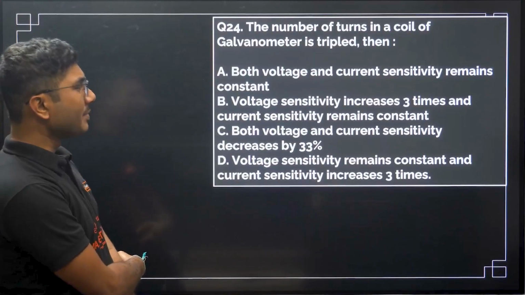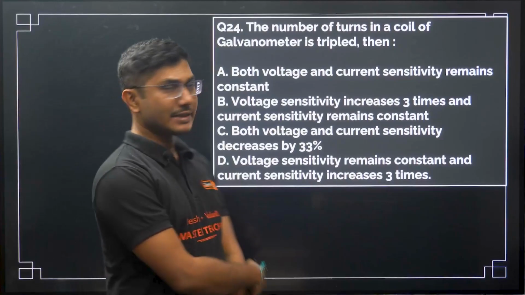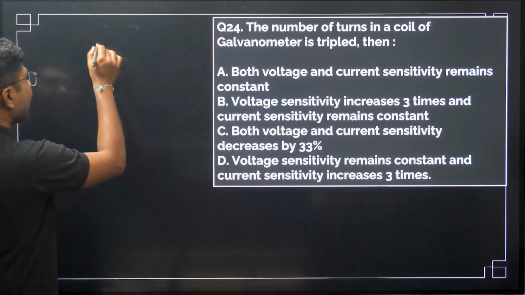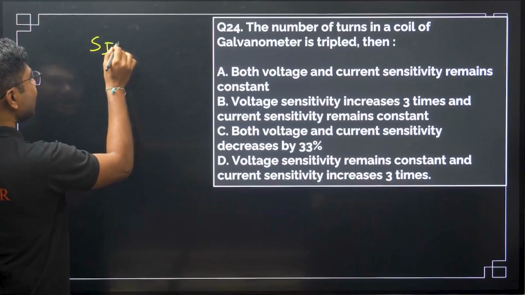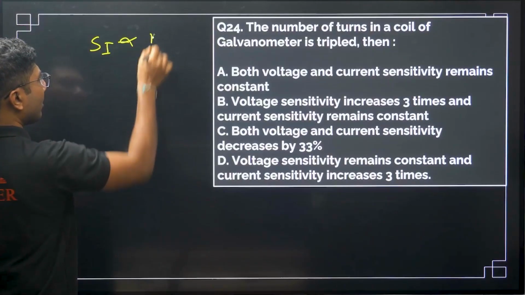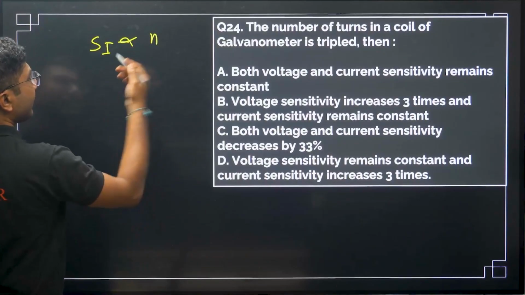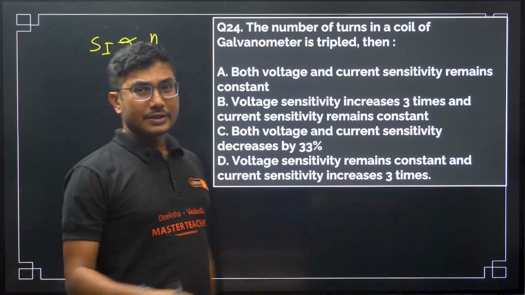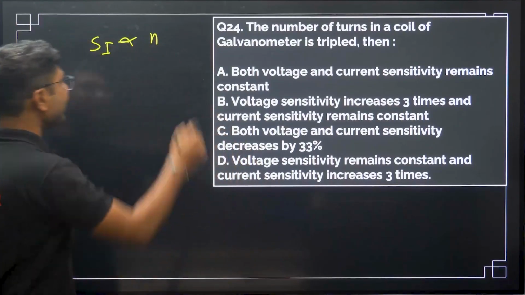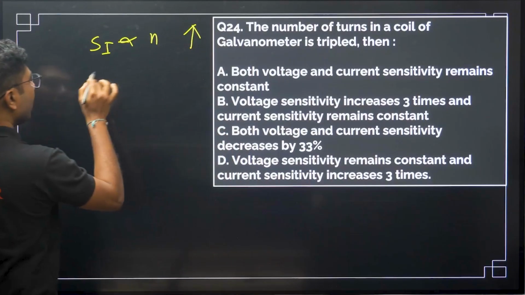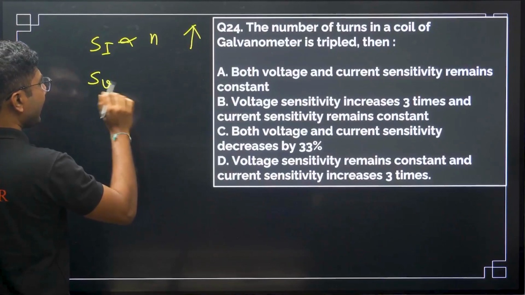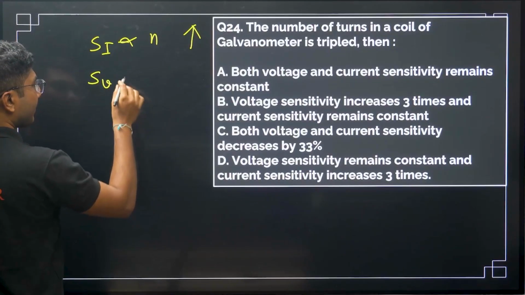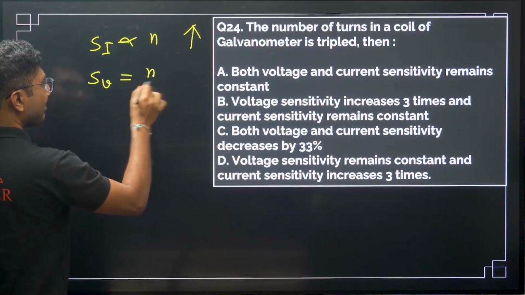Voltage sensitivity remains constant and current sensitivity increases 3 times. Now if you have followed my lecture, current sensitivity is proportional to the number of turns. So if you increase the number of turns 3 times, then current sensitivity increases 3 times. But voltage sensitivity is independent of the number of turns because it has N by R.